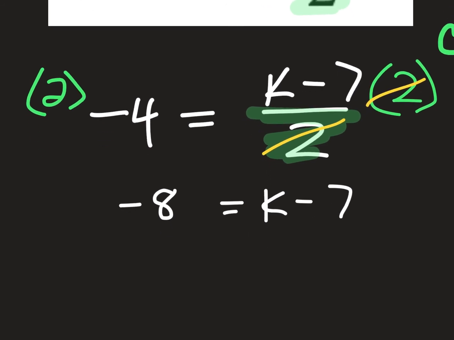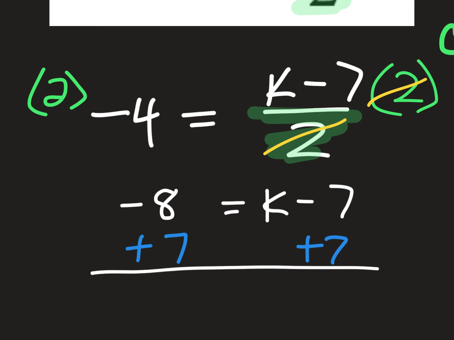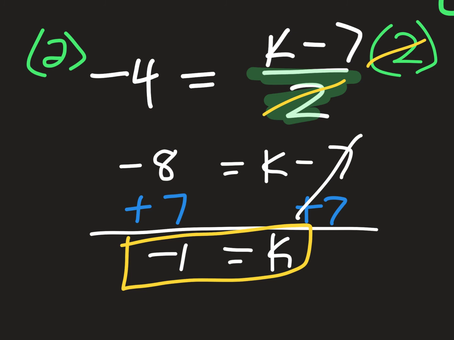And now that we got the k minus 7 out of there, I'm going to cancel out the minus 7 with a plus 7. And I'm going to remember to do that on both sides. So that's going to cancel, leave me with a k. And then negative 8 plus positive 7 is negative 1. So that means that negative 1 is equal to k. But just type negative 1 in for your answer.